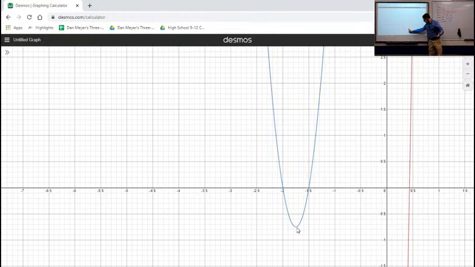So if the first derivative has an extrema, then our second derivative is going to be 0 and change from negative to positive. So it's going to have a point of inflection.